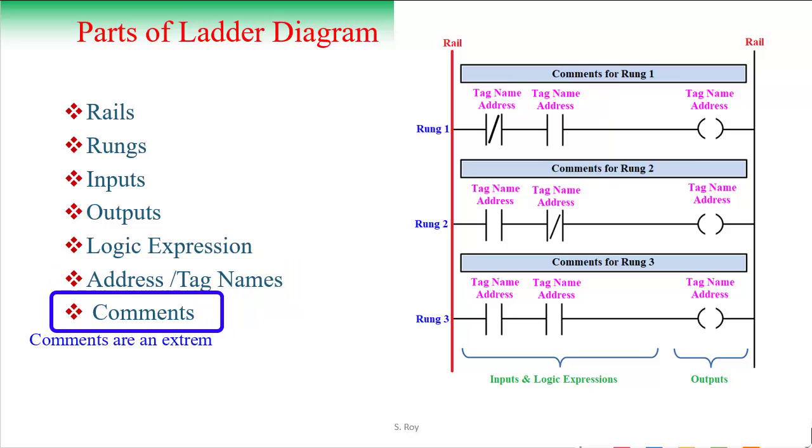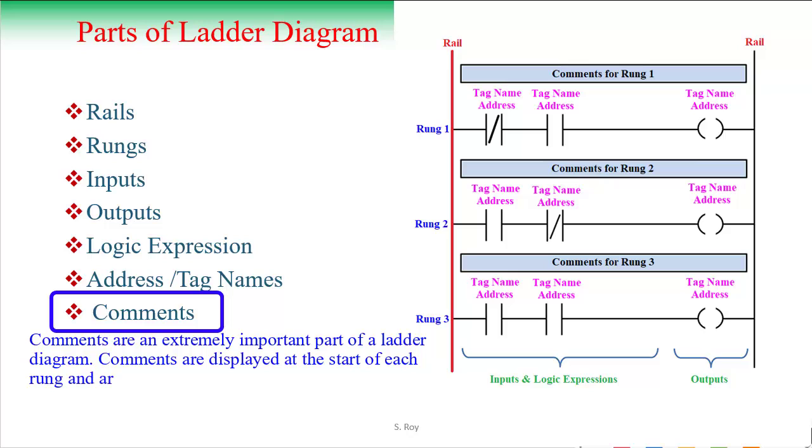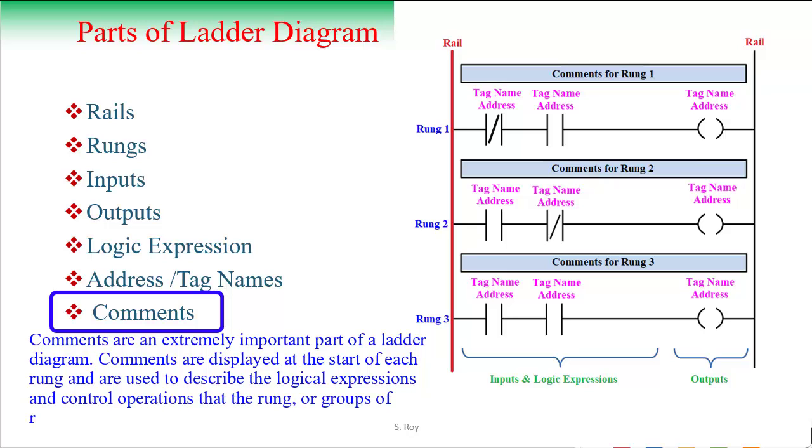Comments. Comments are an extremely important part of a ladder diagram. Comments are displayed at the start of each rung and are used to describe the logical expression and control operation that the rung or group of rungs are executing.